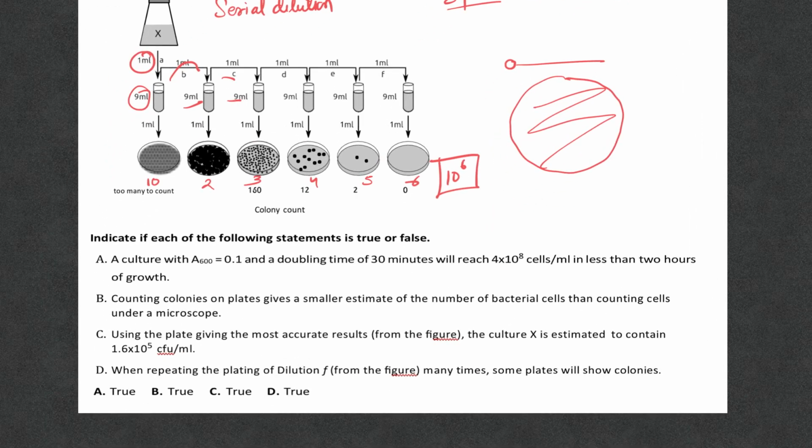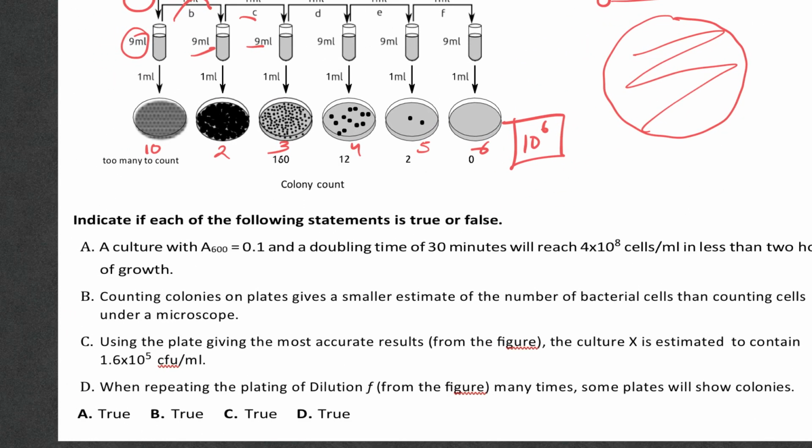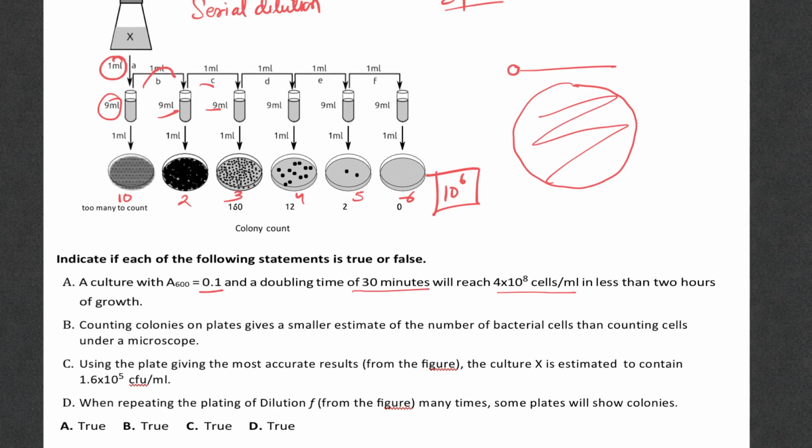Okay, a culture with A600 equal to 0.1 and a doubling time of 30 minutes will reach 4 times 10 to the power 8 cells in less than 2 hours. Now the doubling time is 30 minutes. So in 30 minutes, the concentration of the bacteria is just going to double. If the concentration doubles, that means the absorbance will also change.